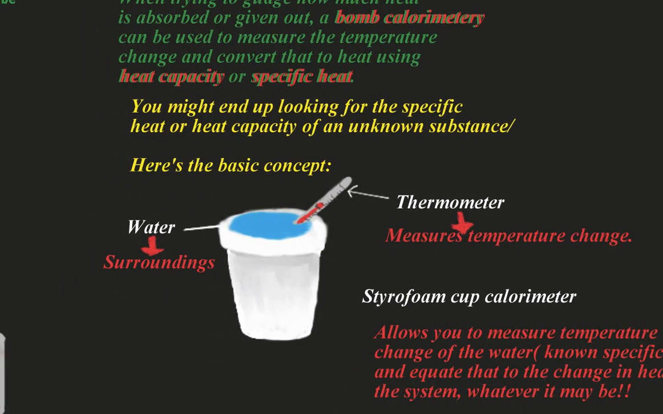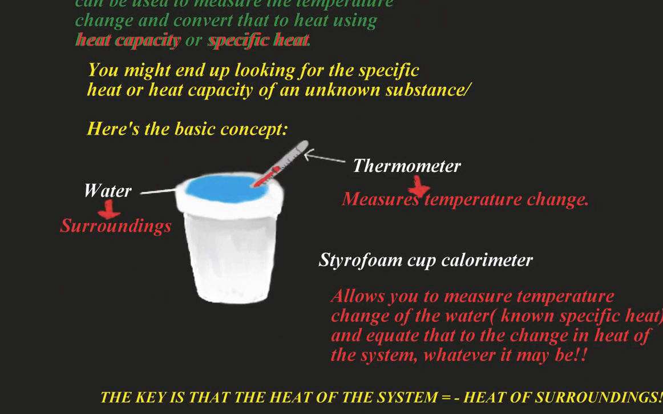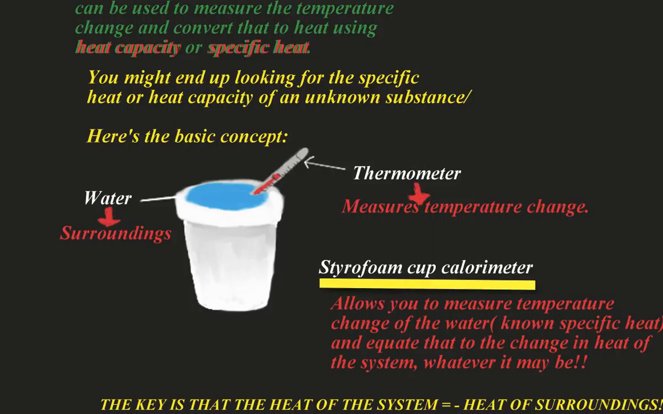So what is a calorimeter? Well, in this case, the most simple calorimeter is a styrofoam cup in which we know whatever fluid is in there, in this case water, is going to form the surroundings of your calorimeter. If you were to look up the specific heat of water on a table in your chemistry book, what you would get is 4.18 joules per gram degrees Celsius.